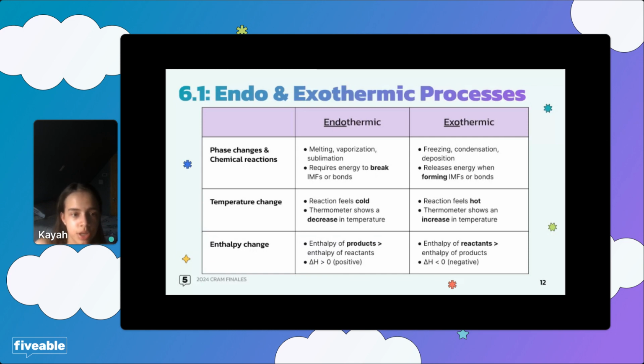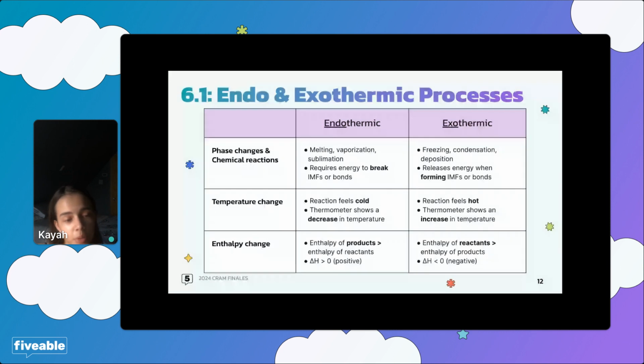Lastly, enthalpy change. With enthalpy change, the enthalpy of products is greater than the enthalpy of reactants for an endothermic reaction, right? So that means that delta H will be greater than 0 or positive. And a lot of times they'll tell you with the practice problems, with the FRQs, that they'll give you delta H and they'll tell you it's positive or it's negative. And that'll be a big clue as to whether it's endothermic or exothermic.